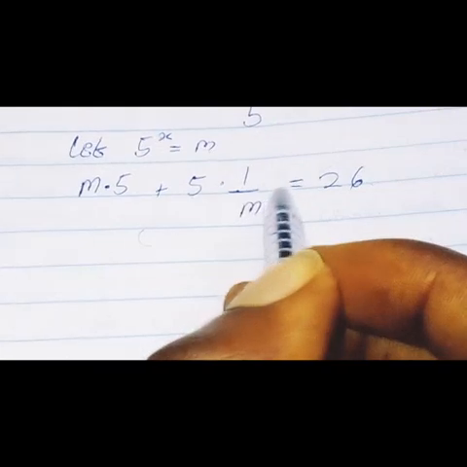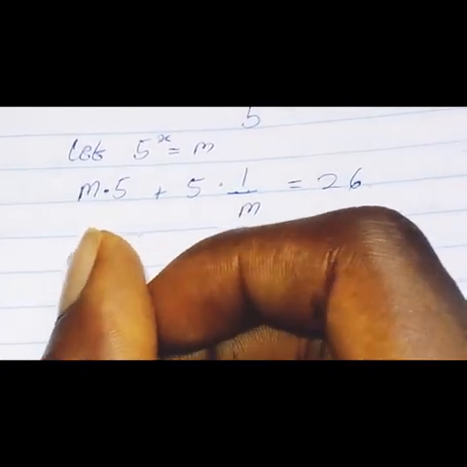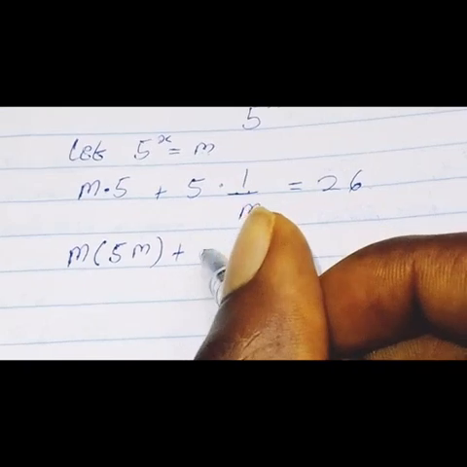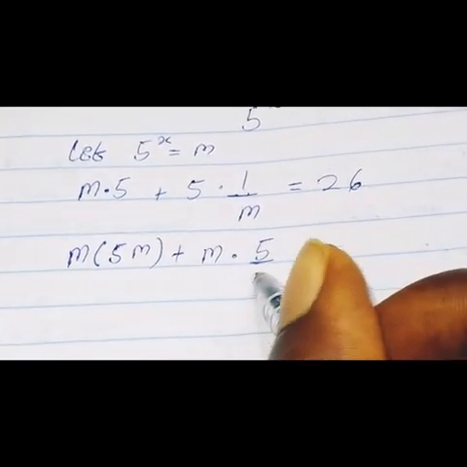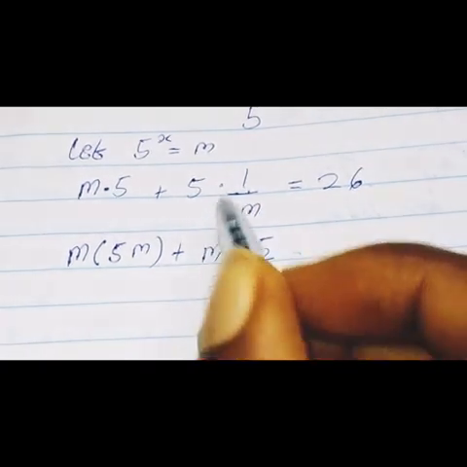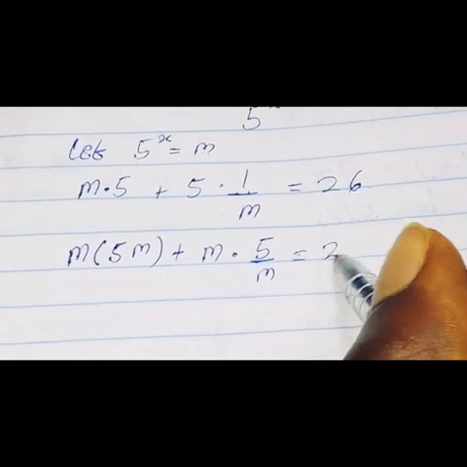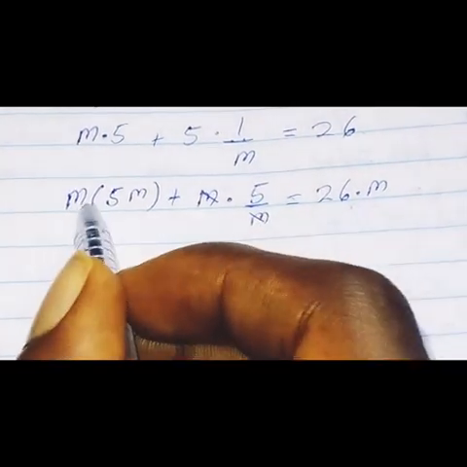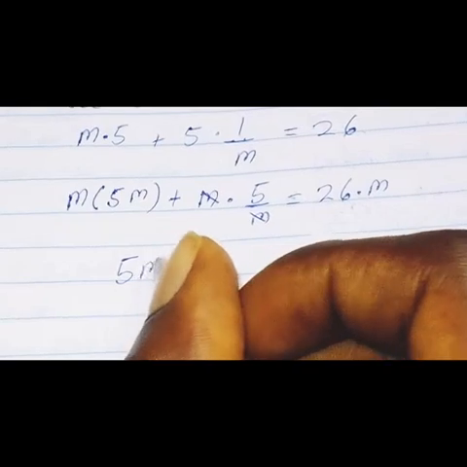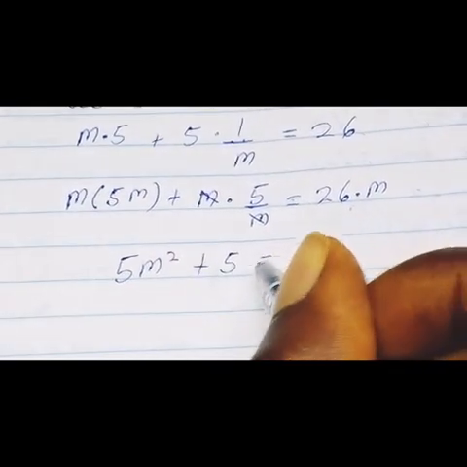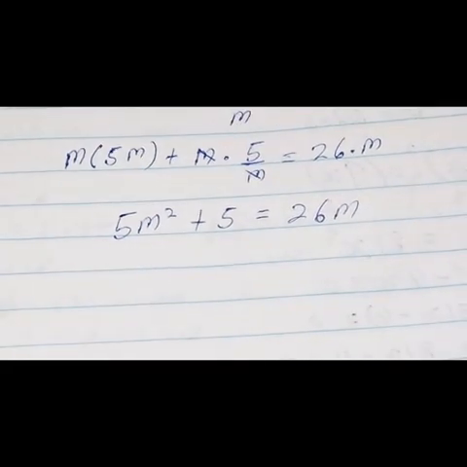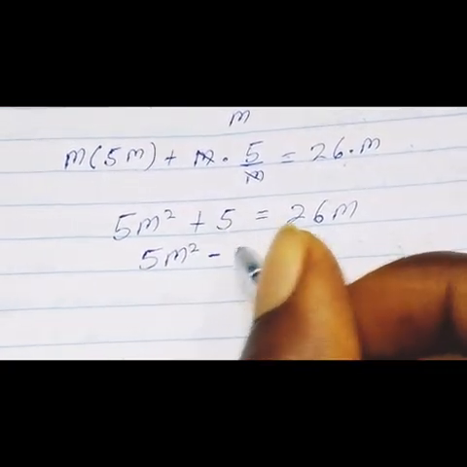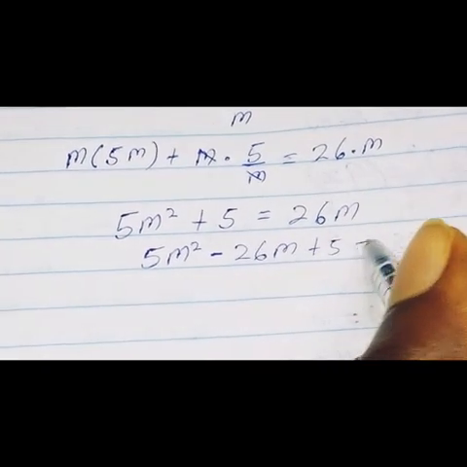Now from this part here, we multiply all through by m. So when we multiply all through by m, we are going to be having m times 5m, this 5m here, m times 5m, plus m times 5 over m equal to 26 times m. Now from this part here, m cancels out m. So now m times 5 over m is that's 5m squared. Then we have plus 5 equal to 26m. Now from here, we rearrange. We're going to be having 5m squared, then minus 26m plus 5 equal to 0.